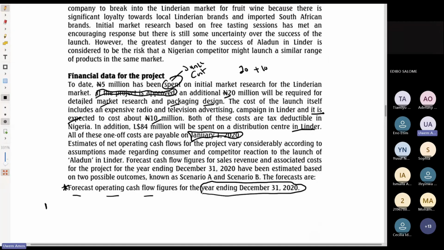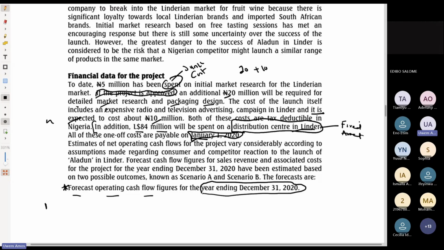right here on fixed cost, 84 million Nigerian dollar will be spent on a distribution center in London. So that's what we're going to spend to construct or buy the distribution center. So this is our fixed asset. So we're going to incur 84 million to buy Nigerian dollar. So when are we going to pay this amount? It says the cost is payable on January 1, 2020.